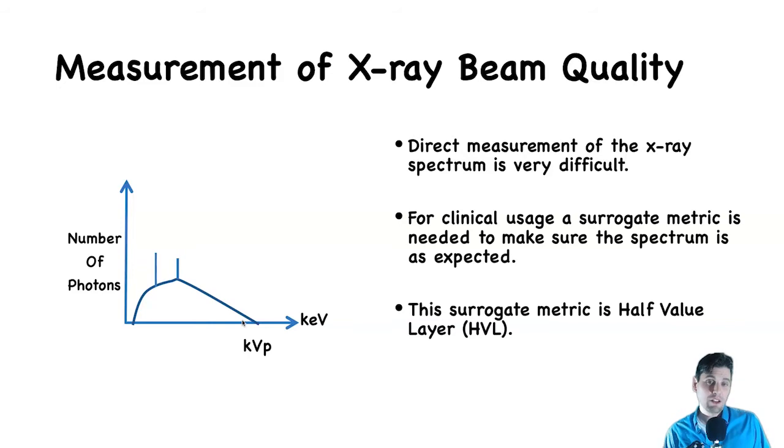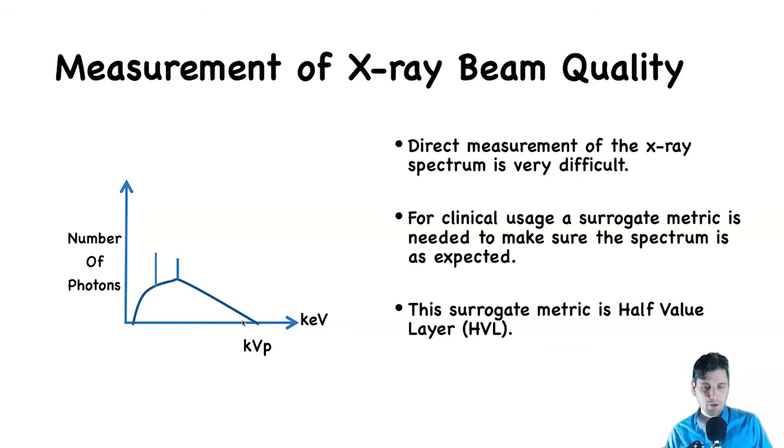So instead of doing a direct measurement, we look for a surrogate measurement, something that's related to beam quality, so that as we change the beam quality, we want a metric which will change as well. And the surrogate metric which is often used is called the half value layer. So we'll define that in just a minute here. The half value layer is what's often used, and it's a surrogate measure.